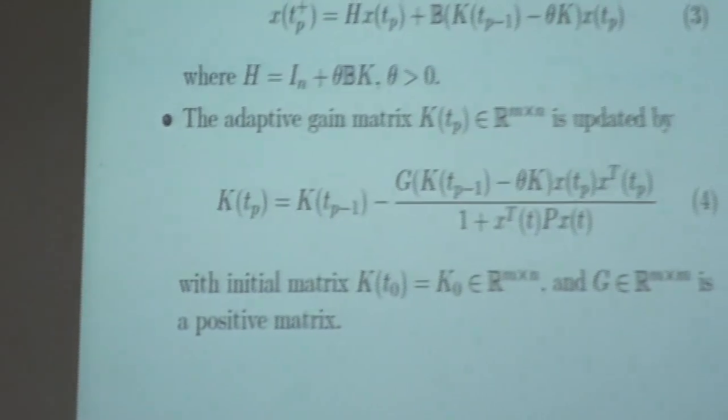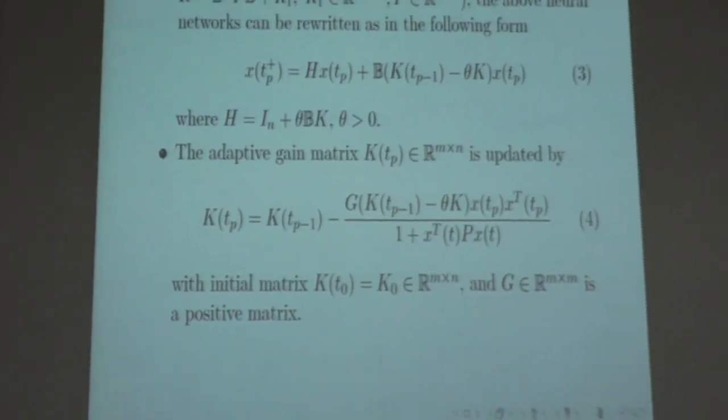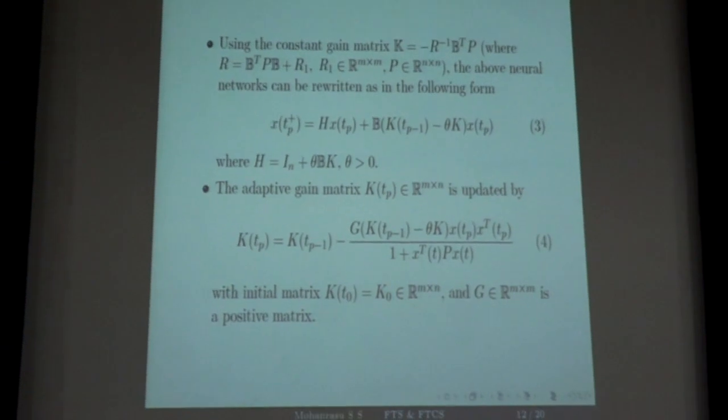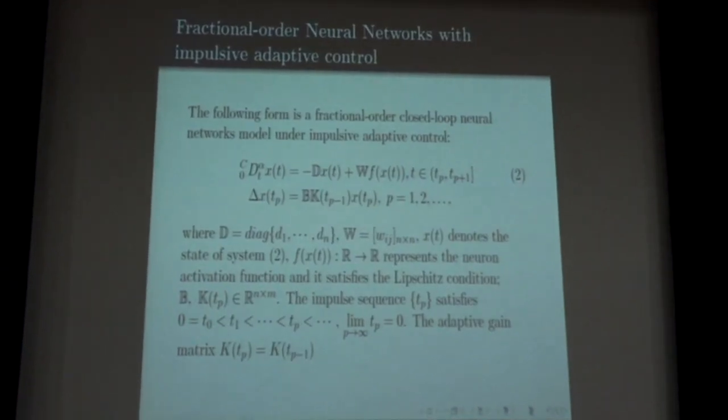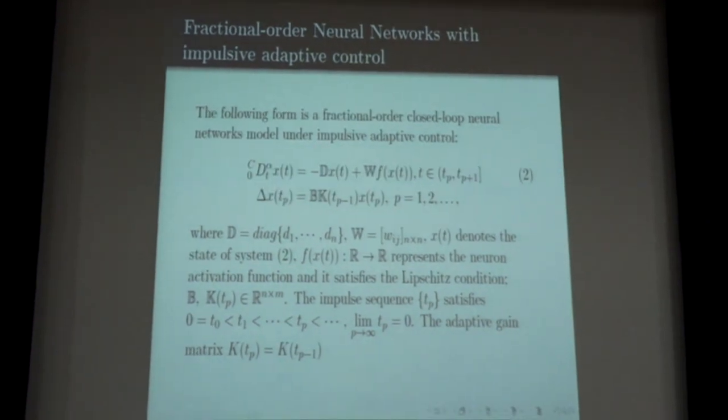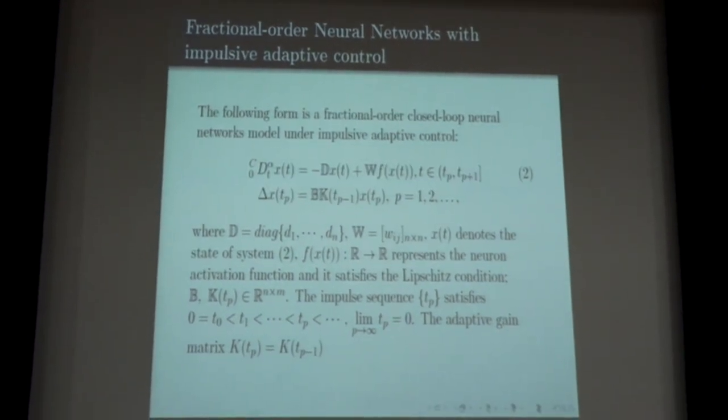I am taking the general neural network model. So this is my model, and I am taking impulsive adaptive control. This is the model definition, and this is how I update the adaptive gain matrix. I am using adaptive impulsive control. Control is used to attain some stability in neural networks.